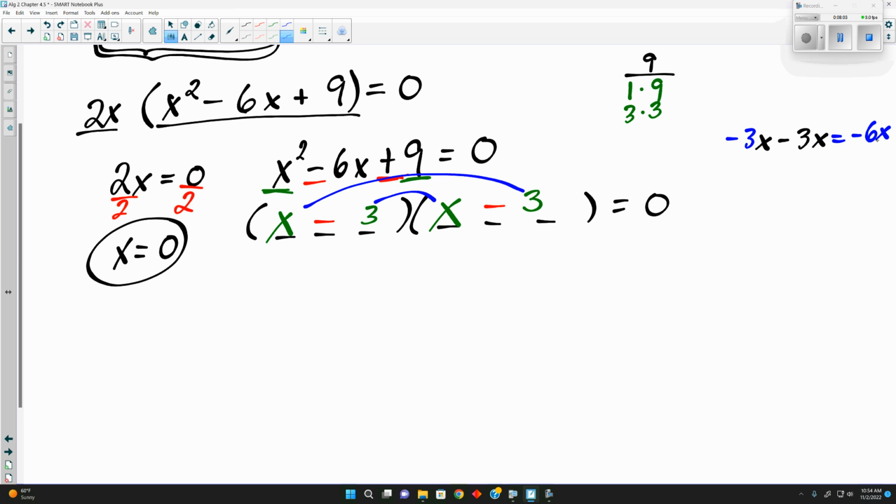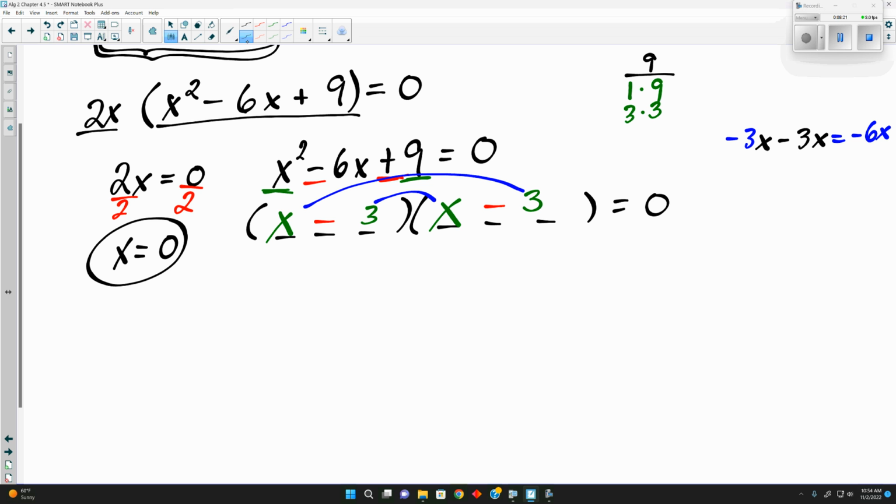We didn't multiply the x and x because it still would give us x squared. We got x and x from the factors of x squared. We didn't do 3 and 3 because 3 times 3 is 9. That's where we got them from. So these are the correct factors. Any questions on this so far?